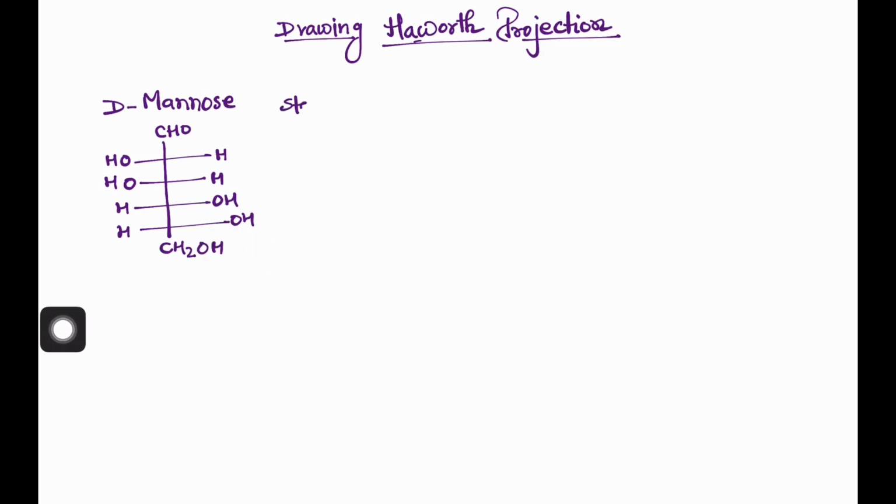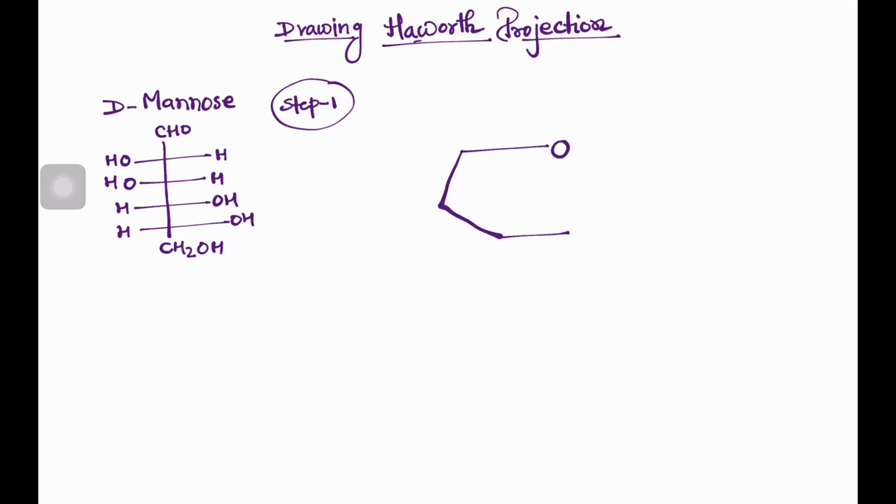Step 1, we have to place the oxygen atom in the upper right corner of a hexagon. So we will draw the hexagon like this, with oxygen in the upper right corner. And we have to add the CH2OH group on the first carbon counterclockwise from the oxygen. So this is counterclockwise, this carbon is the first carbon, and on this we have to add CH2OH.